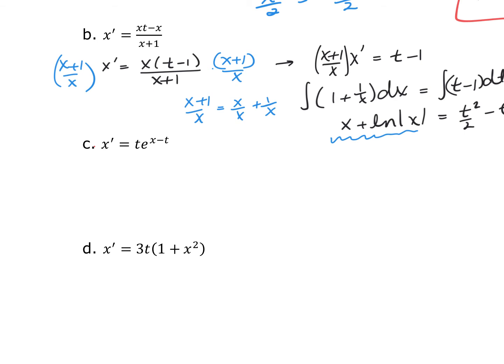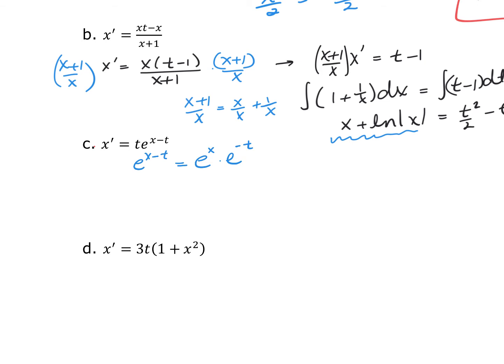Taking a look at c here, I'm going to ask myself, can I get x all by itself? Or actually not x by itself, but can I get x's on one side and t's on the other? So I'm going to use a little bit of my algebra that says e to the x minus t is the same thing as e to the x multiplied by e to the negative t.